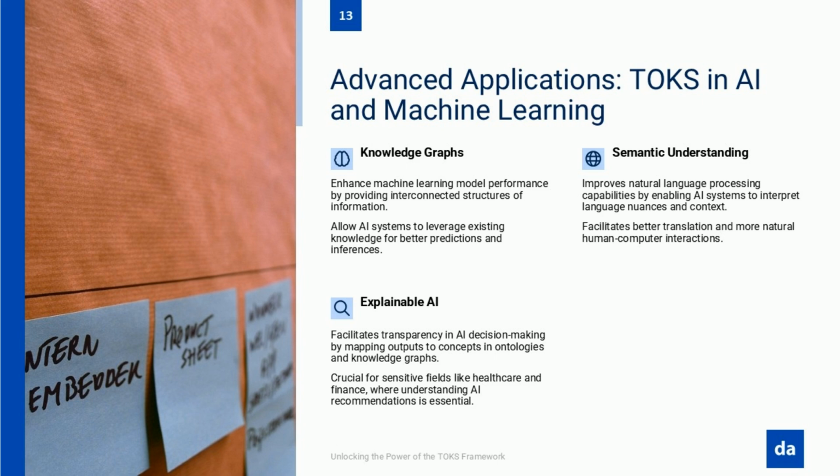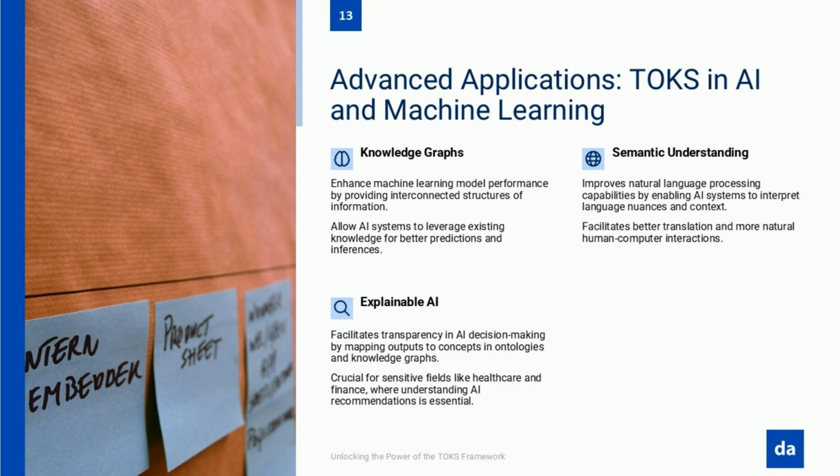Looking to the future, TOKS holds immense potential in the development of cognitive computing and artificial general intelligence, AGI. As we strive to create AI systems that can reason and learn across diverse domains like humans, the structured knowledge and semantic understanding provided by TOKS become increasingly crucial. TOKS can provide the foundational knowledge and reasoning frameworks that AGI systems would need to understand and interact with the world in a truly intelligent manner. While AGI remains a distant goal, TOKS is already pushing the boundaries of what's possible in narrow AI applications.